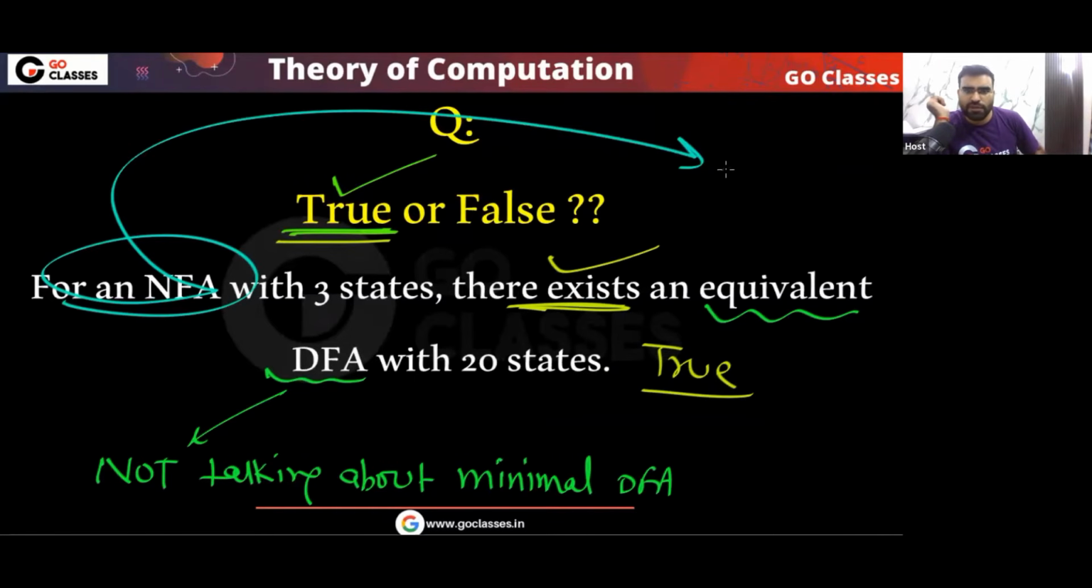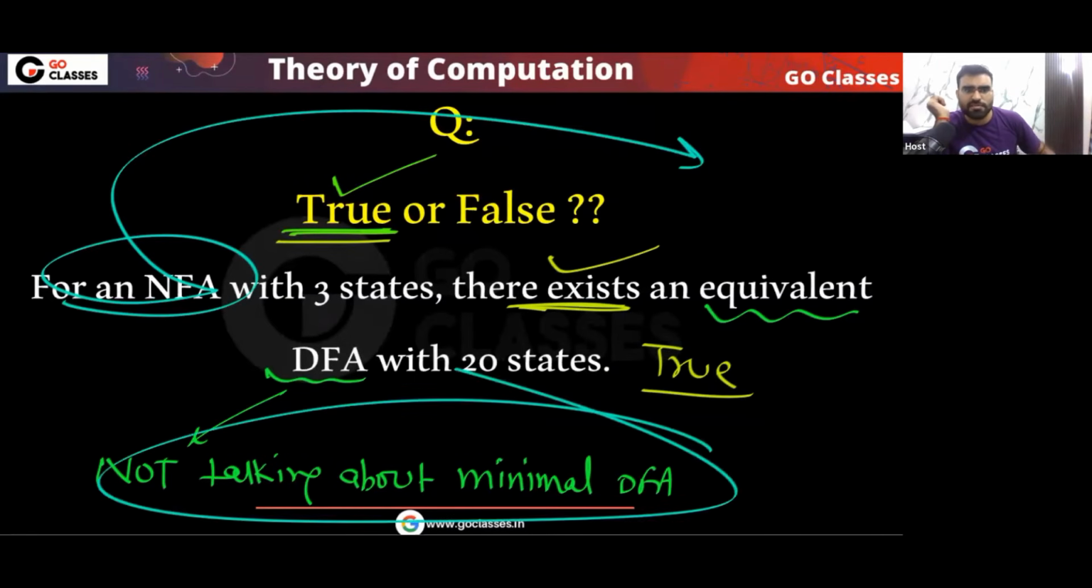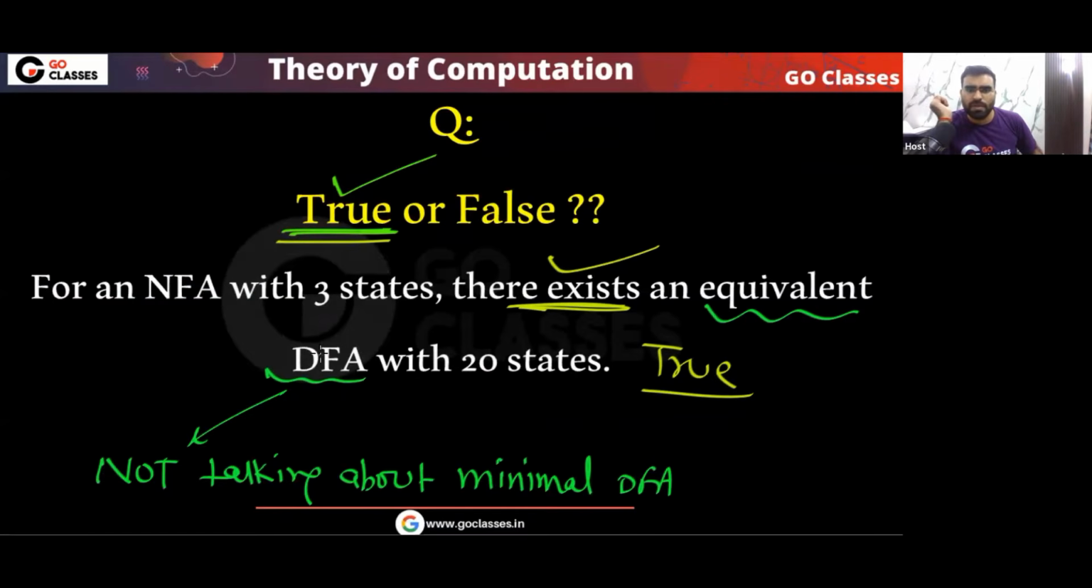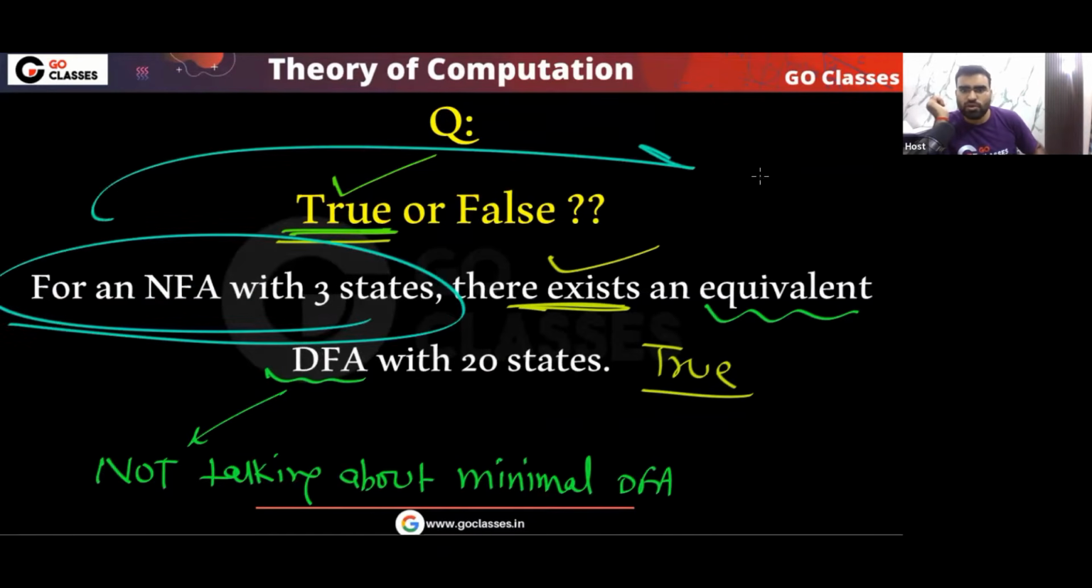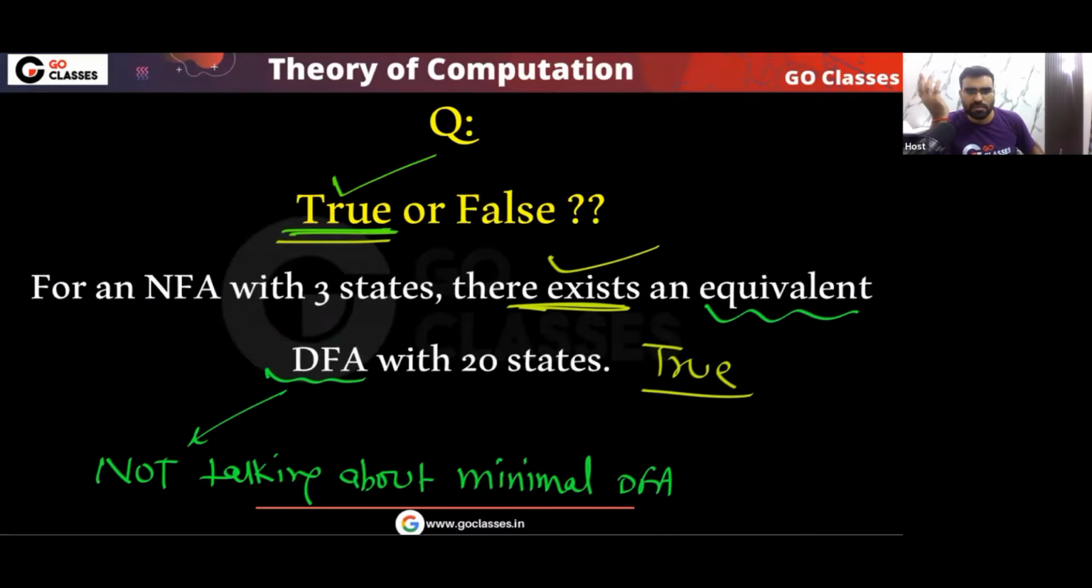In that minimal DFA, you can add unreachable states. Yes or no? This NFA you can convert into a minimal DFA. The minimal DFA will have at most 8 states. In that minimal DFA, you can keep adding unreachable states. Then you will get a DFA with 20 states. So this statement is true. Do you agree? Please tell me.